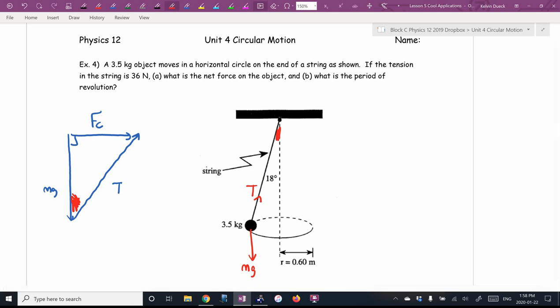What's A asking me to find? I don't see net force on my diagram or in my vector triangle. Or do I?